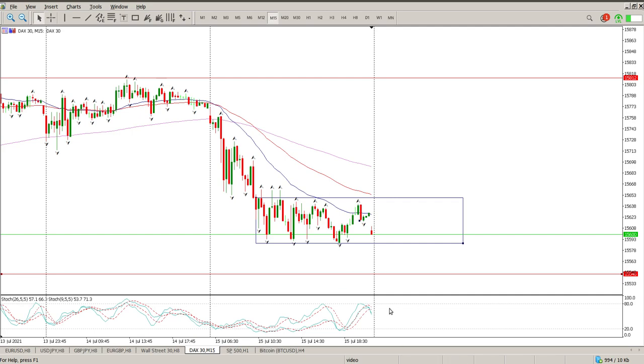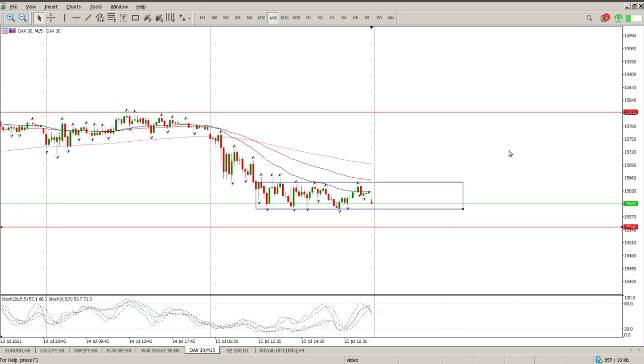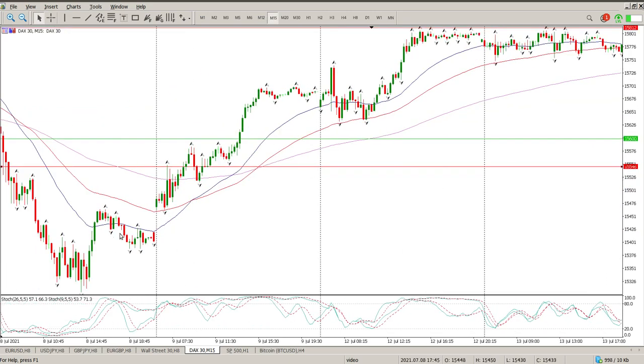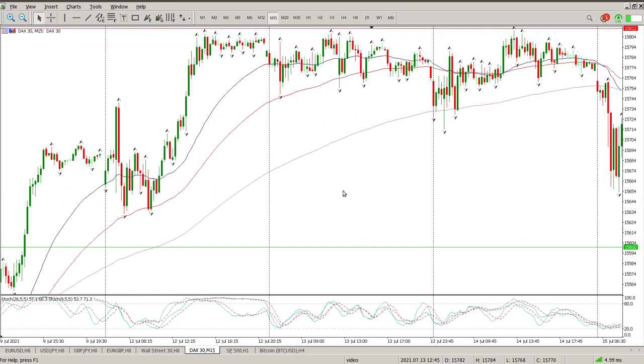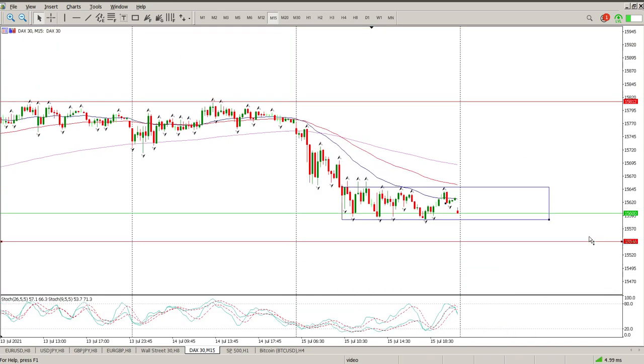Oscillators are grouped to the upside on the 15 minutes at the moment as well, so I suspect more of a downside. Wouldn't surprise me to go back down to the bottom of the range, and this here is going to be a pretty strong magnet. That's 15,400.